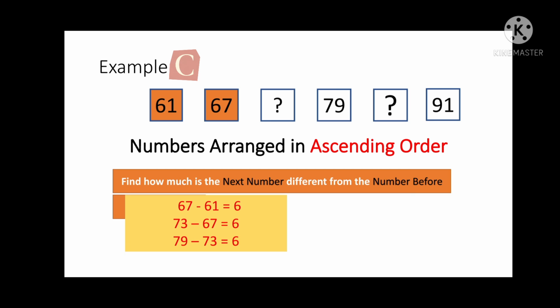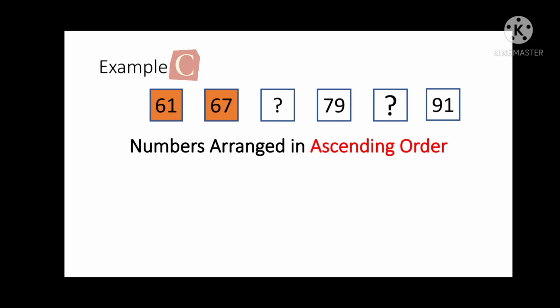Let's subtract. 67 minus 61 is 6. 73 minus 67 is 6. 79 minus 73 is 6. A plus 6 after every number. So if we add 6 after every number, I think we can crack the code. 61 plus 6, 67. Then 67 plus 6 is? You do the maths.